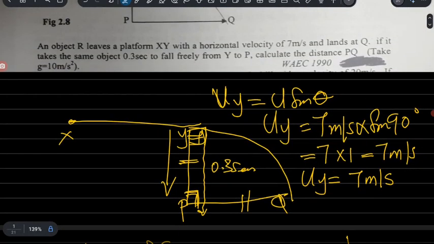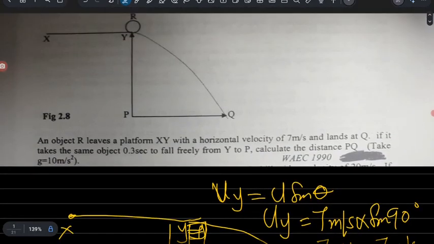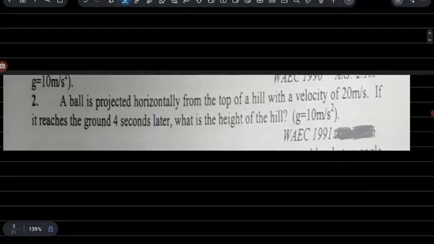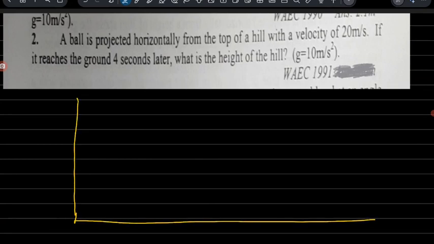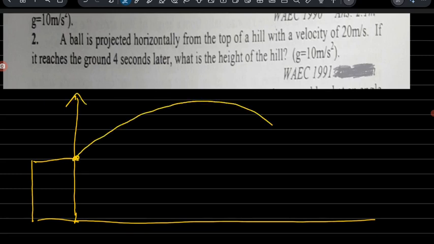So let's also have another question for the next one. A ball is projected horizontally from the top of a hill. Now let's try to draw a hill. Let's try to get a shape. So this is the hill. It's projected from this point, projected like this. Let's note this. Yes, this is how it's projected.